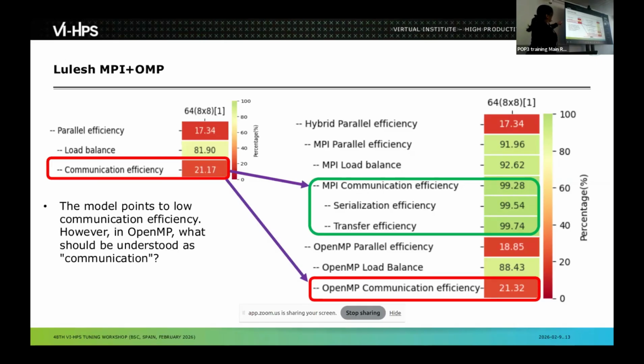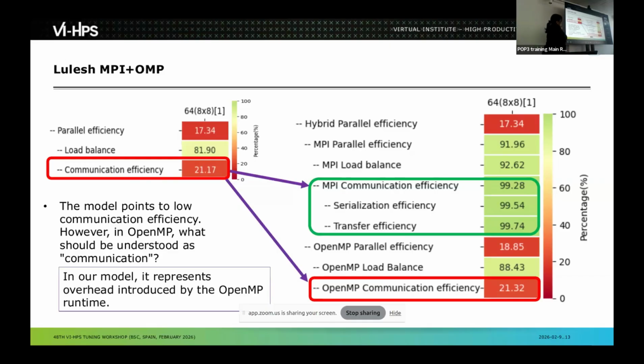So, okay, our model says the problem is in the OpenMP communication, but what is communication in OpenMP? Because we have communication in MPI, but in OpenMP it's strange to speak about communication. In our model, the OpenMP communications represent the OpenMP runtime, the overhead that we introduced with the OpenMP runtime. So this is our focus. Remember, we don't really have communication, but here we are talking about the OpenMP runtime.